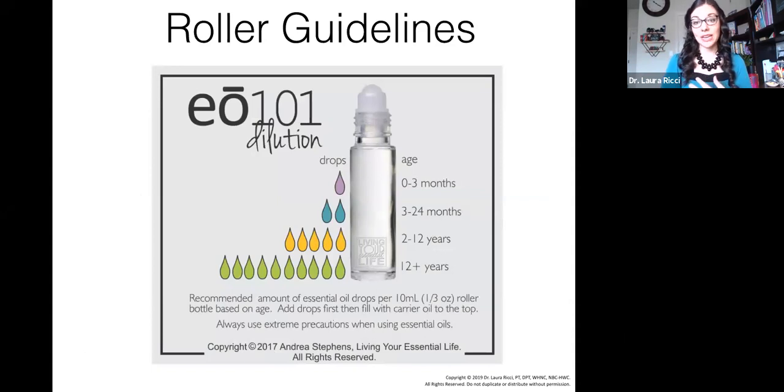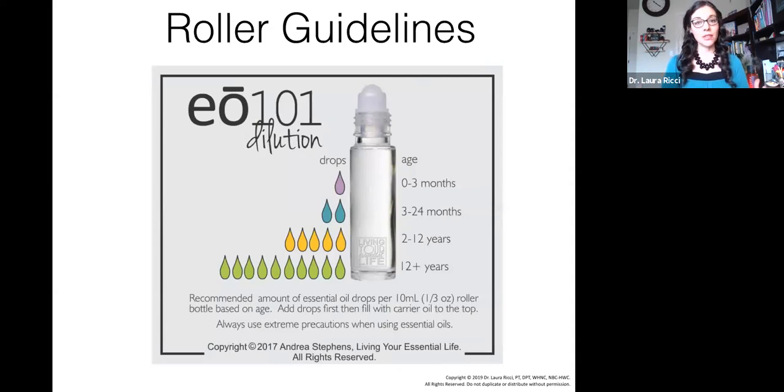This was actually created by one of my sweet friends, Andrea Stevens. You can see her information there at the bottom. She's got some great resources and tools. And I like this one because it's simple and it's based off of age. Now, again, you can look online. You're going to see some conflicting things, but I want you to use this as a guide, but also trust your intuition and your inner wisdom. And I believe in bioindividuality. And the oils are very, very pure and concentrated.